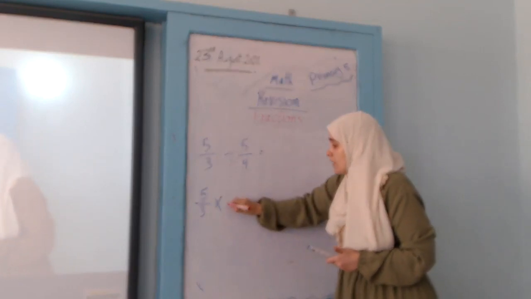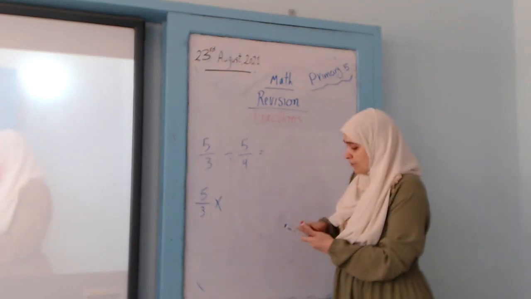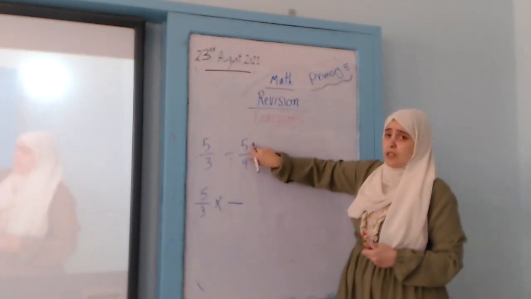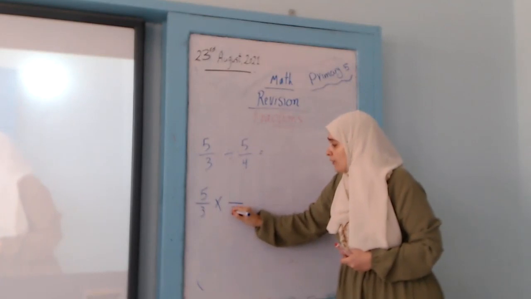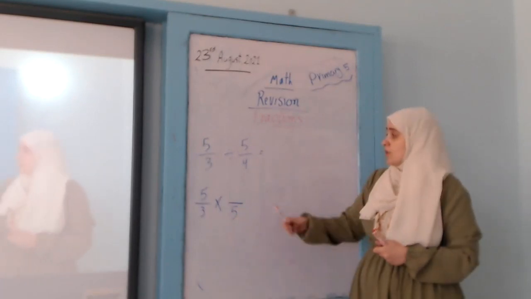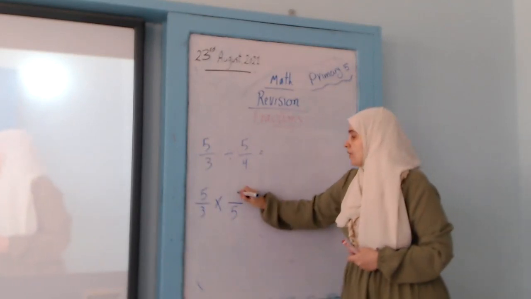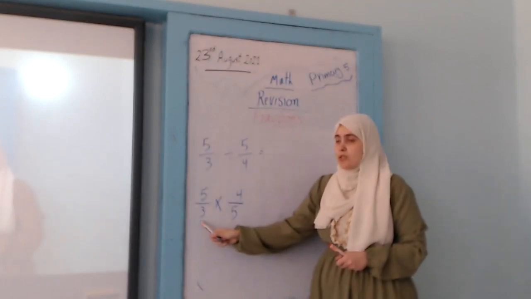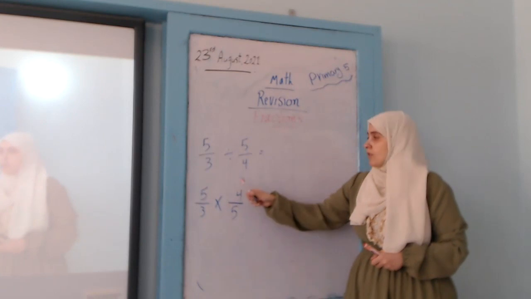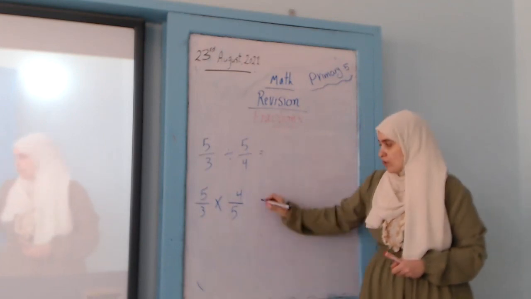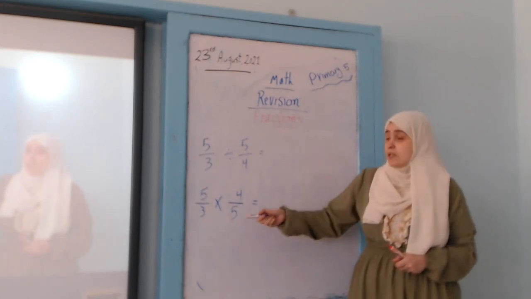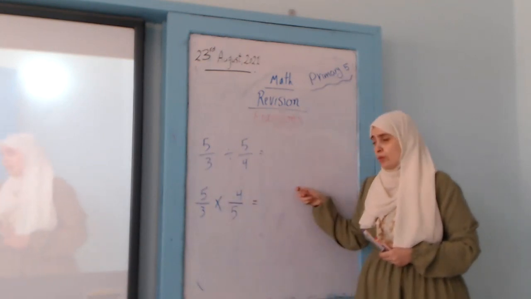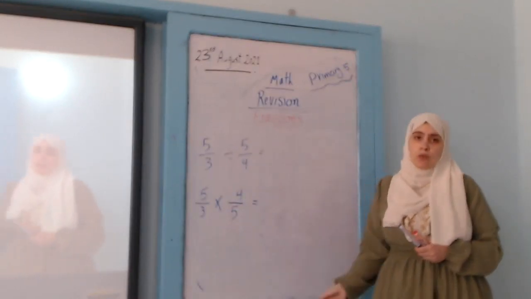So I will write the fraction sign, the fraction line, okay? 5 is a numerator, then I will write it as a denominator. 4 is a denominator, I will write it as a numerator. So keep the first fraction, change the sign, and flip the other fraction, okay? Then I can multiply. 5 multiply 4 equal 20, 3 multiply 5 equal 15.